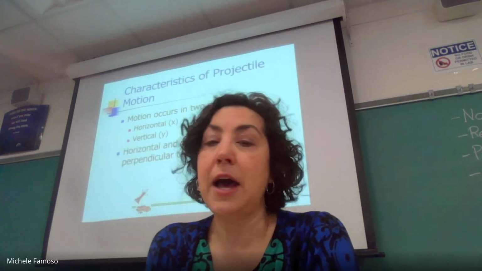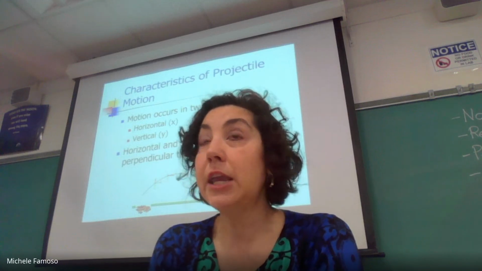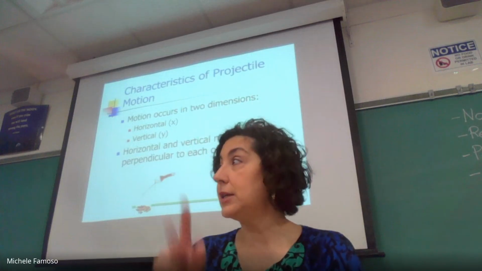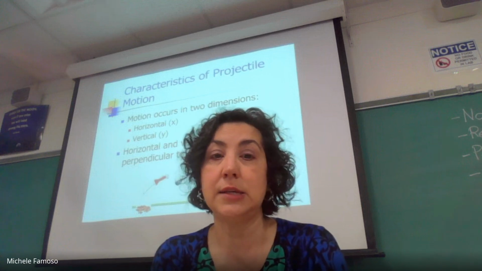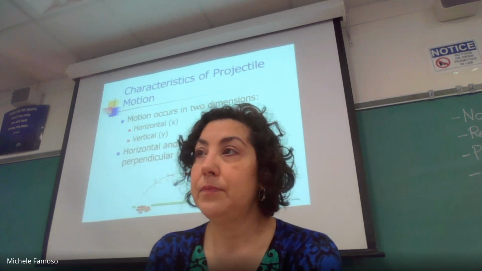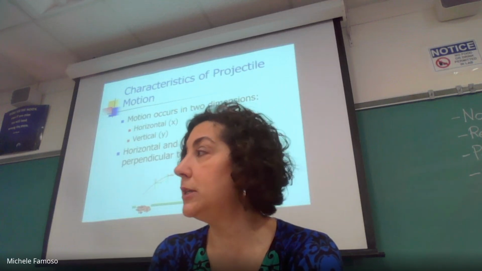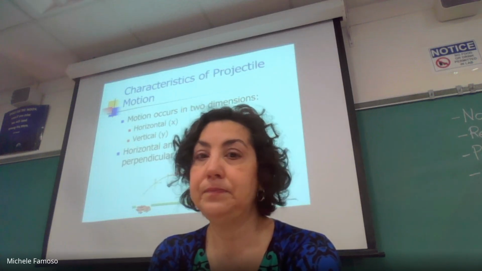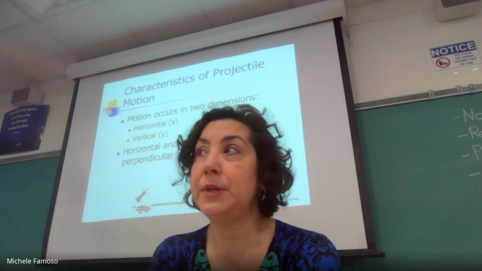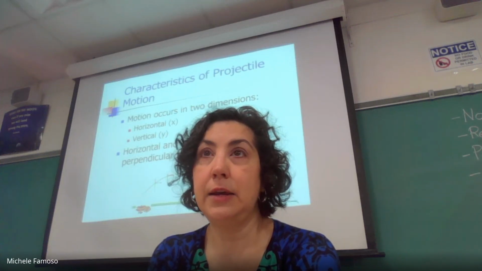Because the horizontal and vertical motions are perpendicular to each other, right? X and Y are always perpendicular when you draw the axes. It means that the two motions are independent of each other. One cannot affect the other because they are perpendicular. Right, can I go on to the next slide?